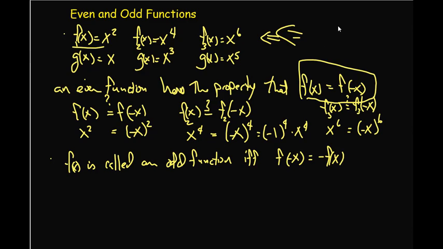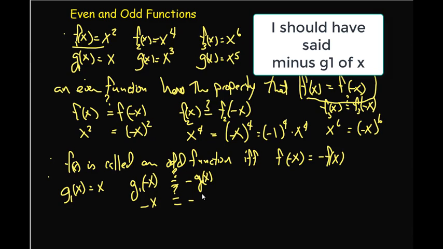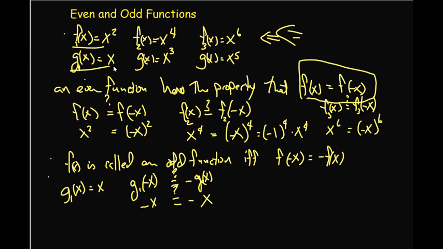So let's see if any of these g's that we proposed are actually odd functions. Let's call it g1 of x equals x. Let's check g1 of negative x. Is that equal to minus g1 of x? g1 of negative x is negative x. And the question is, is that equal to minus g1 of x? Well, what is g1 of x? It's just x. So yes, this is true. So this is an odd function.